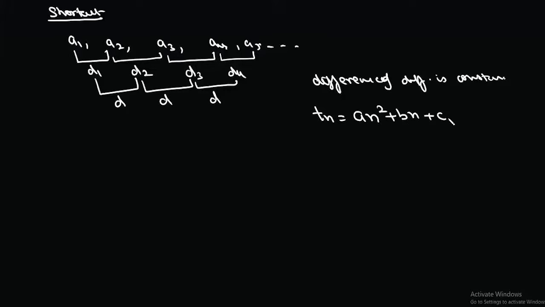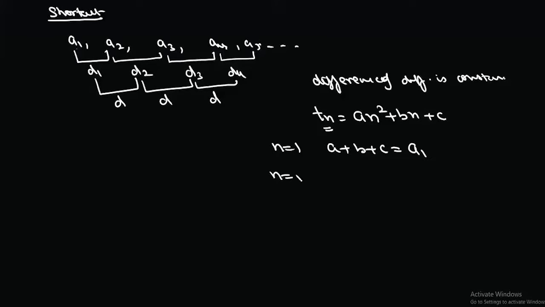First we'll look at its standard way of solving the question, and then we look at the shortcut. Now in order to find a, b, c, we'll need three equations. So we'll put n as 1, and we'll get a plus b plus c, which is equal to t1, and t1 is nothing but its first term, a1.